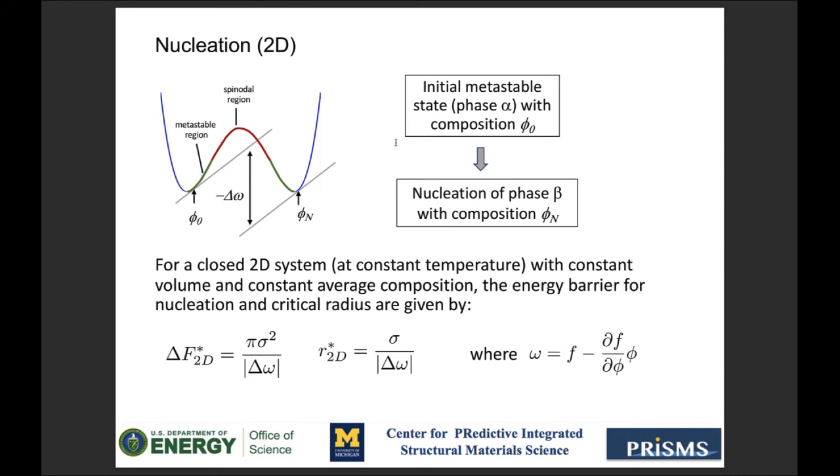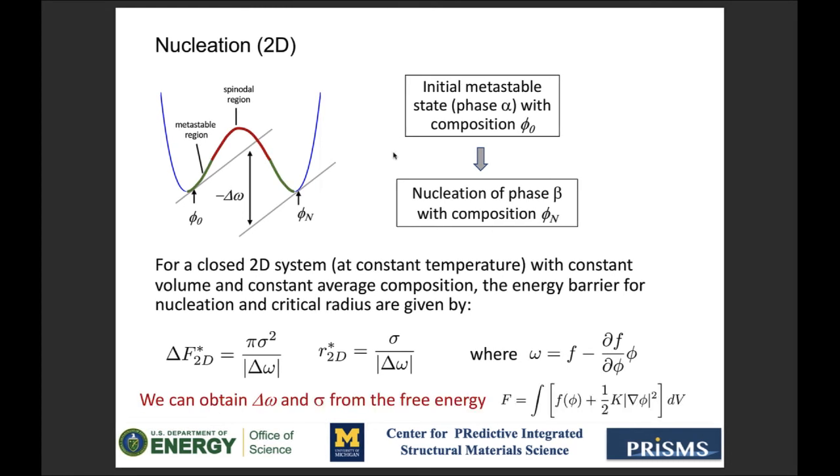These expressions are very similar to the ones we showed a couple of slides ago, except we are now using Helmholtz free energy, which is F, and grand potential density, which is omega, because we are considering nucleation that occurs in a system with a constant volume and also constant average concentration. And now, from phase field, we have a free energy expression that can account for bulk and surface contributions. So we can calculate delta omega and sigma from that energy.